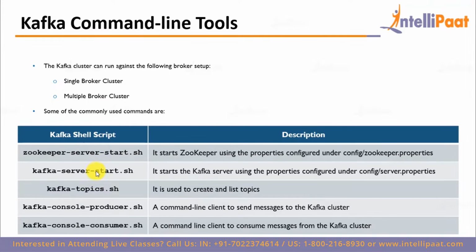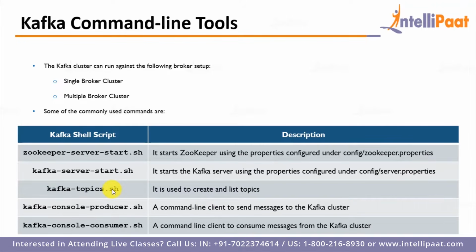And then we also need to start the Kafka service. So this is the command. So we'll type in kafka-server-start.sh. And this is the description. So it starts the Kafka server using the properties configured under config/server.properties. Now, when it comes to topics, we'll use this command.